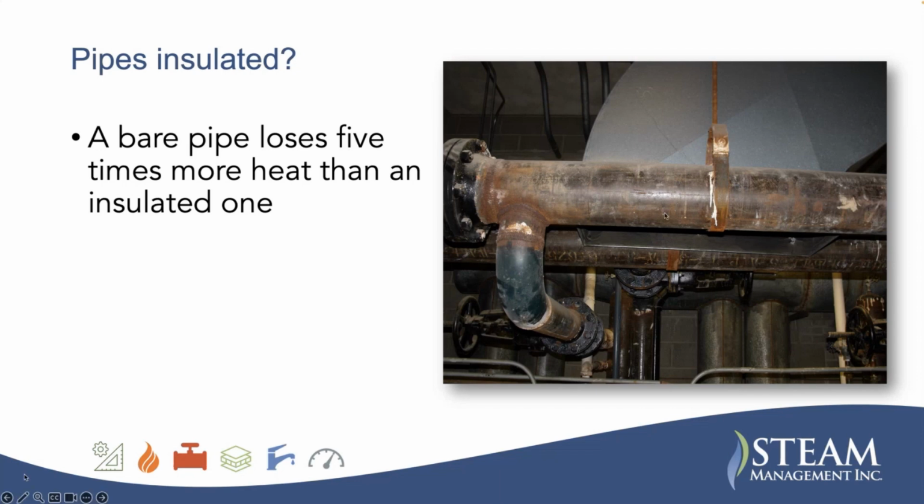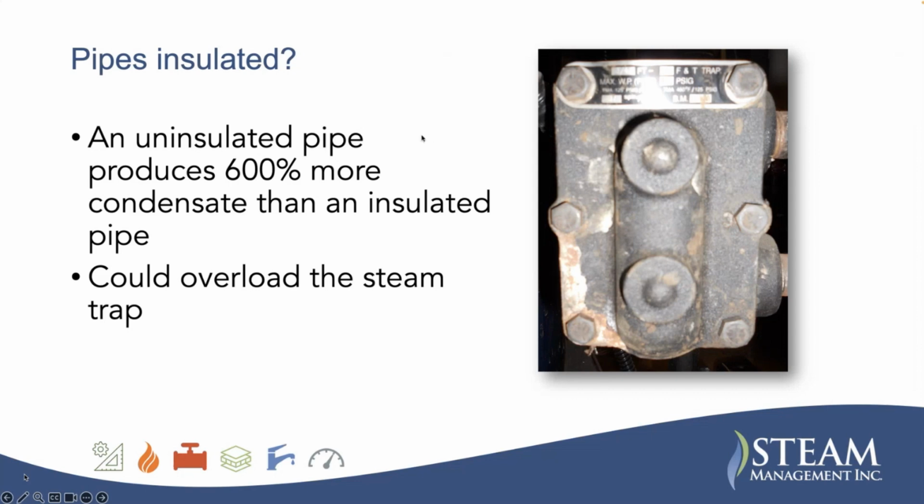You get to the point where this thing will actually cause steam stall, and you won't be able to get your steam to flow through here. An uninsulated pipe produces 600% more condensate than an insulated pipe. So it could overload the steam trap. Now, what also happens is that this steam trap was sized for an insulated steam pipe, and now it's not. If someone pulled the insulation off or if they repaired a leak, now this is undersized for the load.